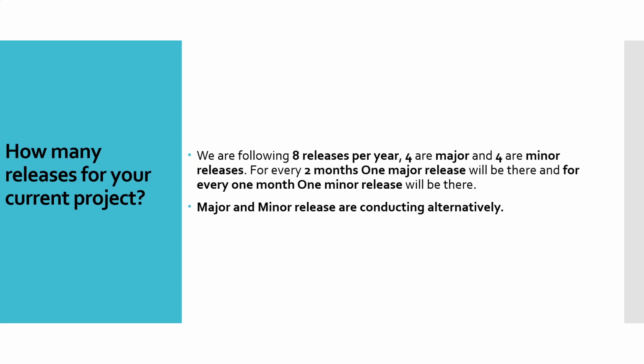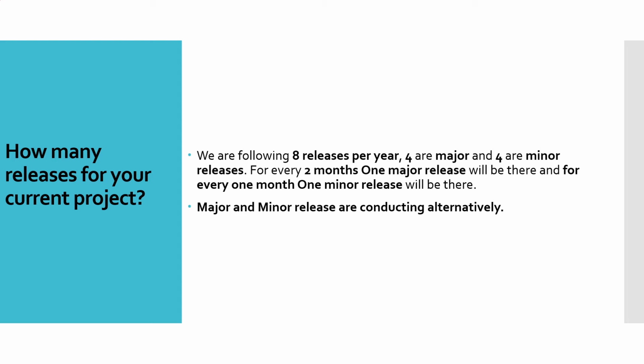Okay, the next question is, how many releases for your current project? For example, we are following 8 releases per year. Out of 8 releases, 4 are major releases and 4 are minor releases. For every 2 months we take one major release, and for every 1 month we release one minor release.